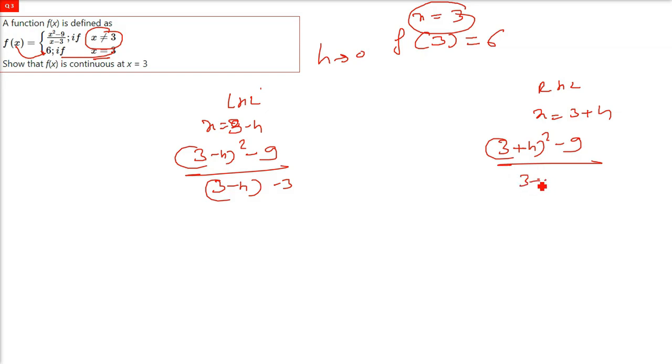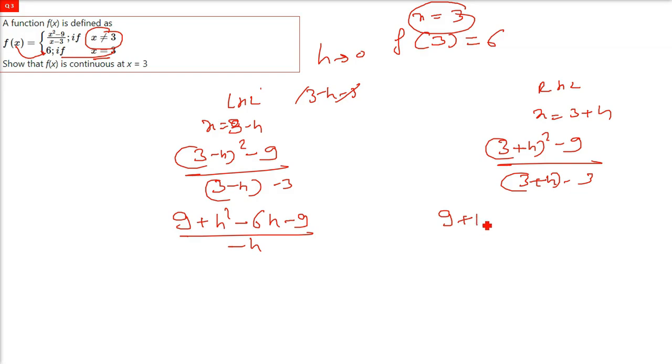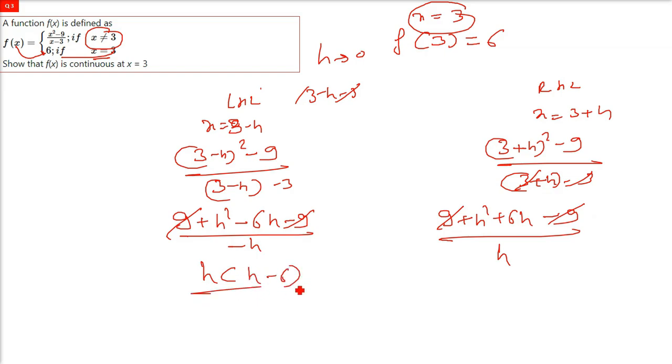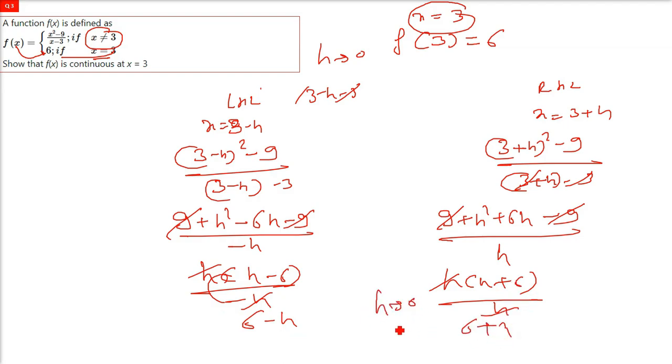So you get this as, see, 3 minus h whole square is 9 plus h square minus 6h minus 9, divided by 3 minus h minus 3. 3 gets cancelled, you get a negative h here. Here also 9 plus h square plus 6h minus 9 divided by, 3 gets cancelled, you get h here. So 9 gets cancelled, here also 9 gets cancelled, h common, so h minus 6 divided by negative h, plus 6 divided by h. h gets cancelled, minus goes up, so it is 6 minus h, here also 6 plus h. So h is tending to 0, so this left hand limit is 6, right hand limit is also 6.